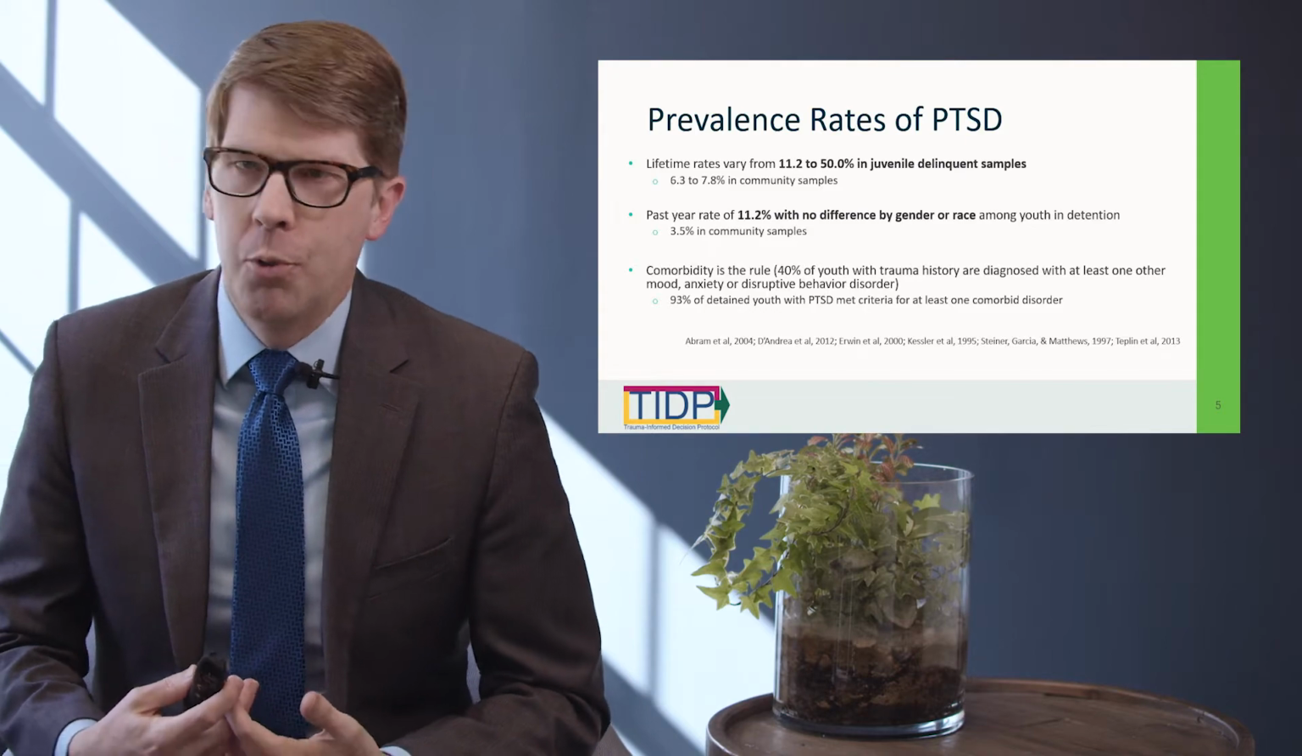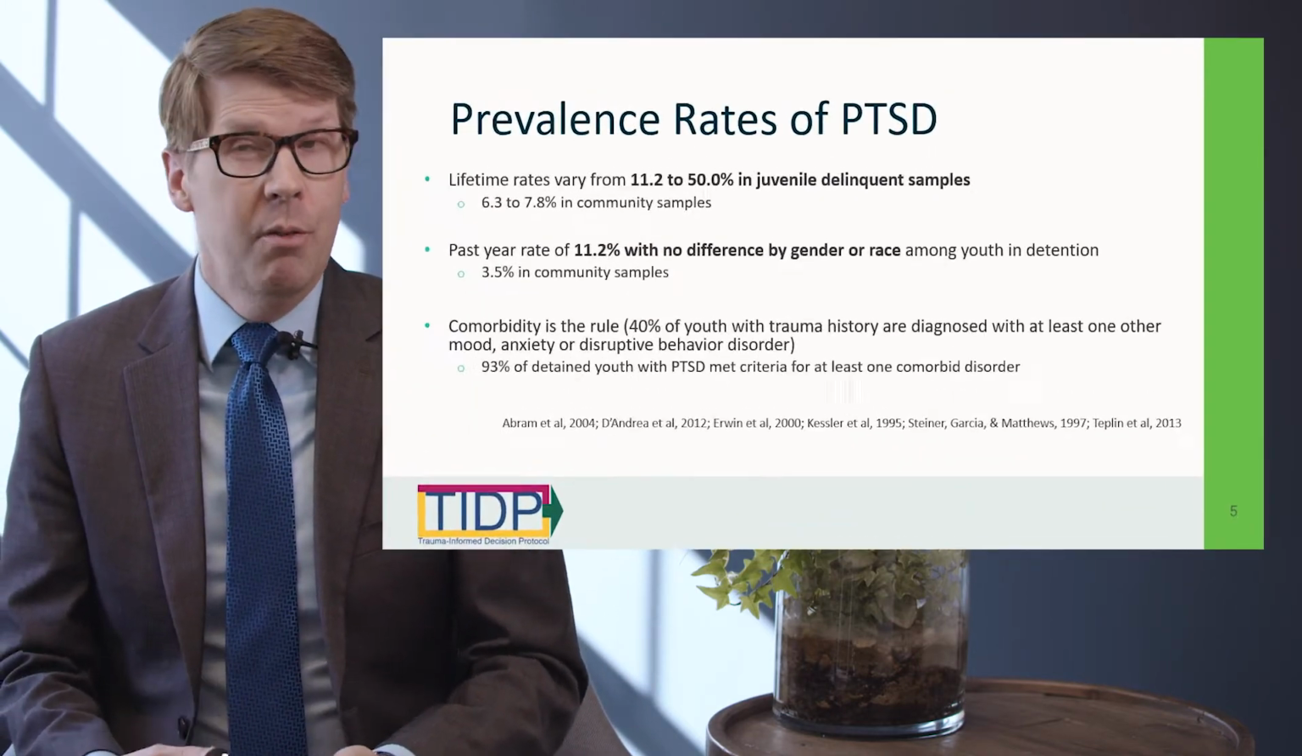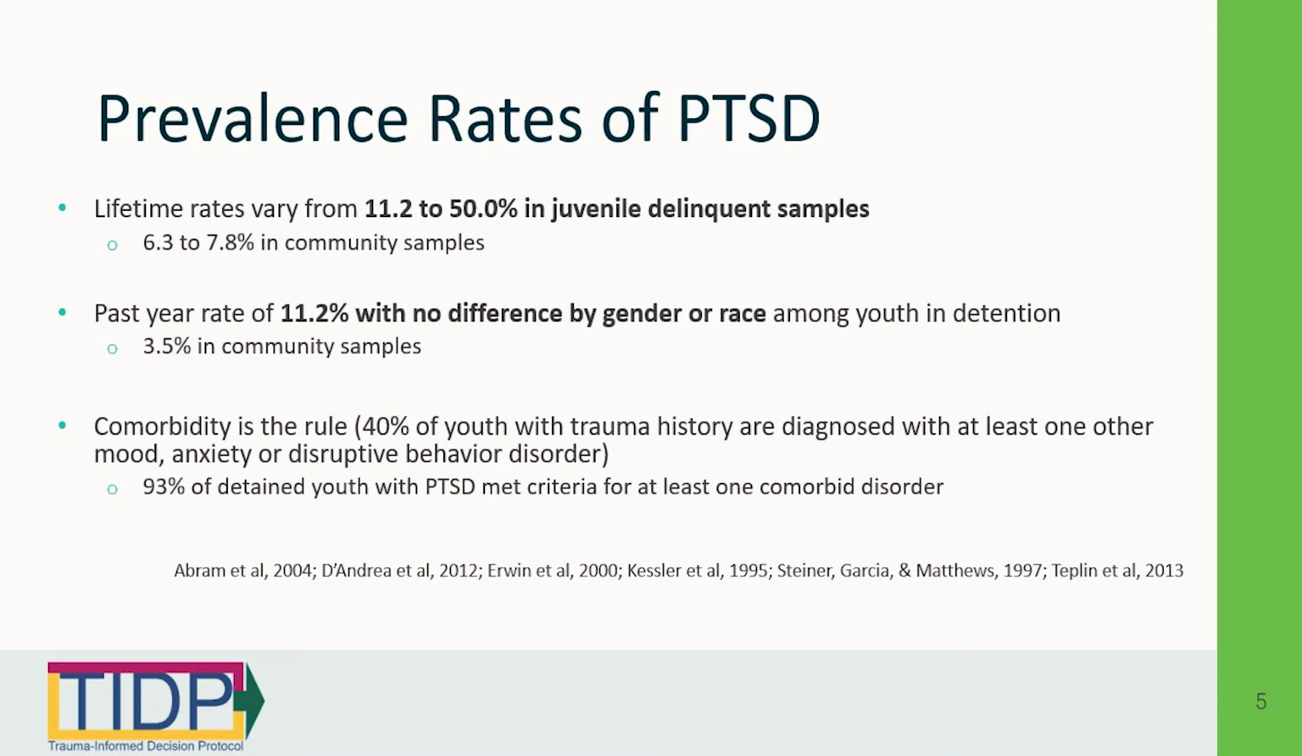Even though that lifetime exposure to a traumatic event is almost universal in justice-involved populations, the overall rate of diagnosable post-traumatic stress disorder is not as high. Research varies, but lifetime rates will vary anywhere from about 11% to a high of about 50%, with that drastic difference being related more to the types of samples and a little bit about the assessment methods. But what we see is over the past year that rates of post-traumatic stress disorder are between about 11 to around 15% among justice-involved samples.